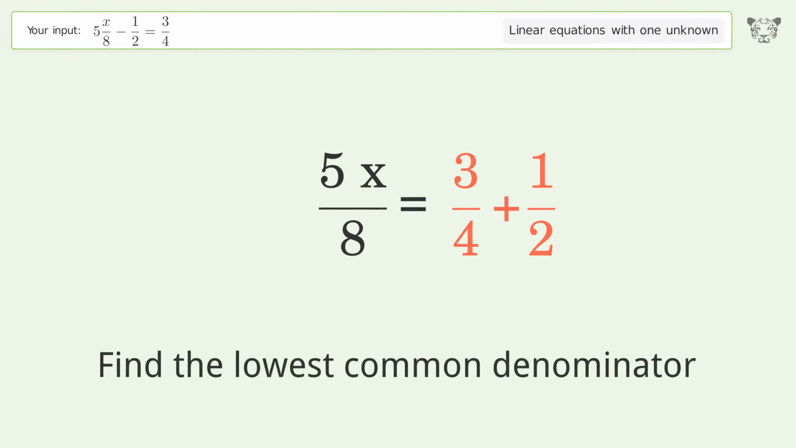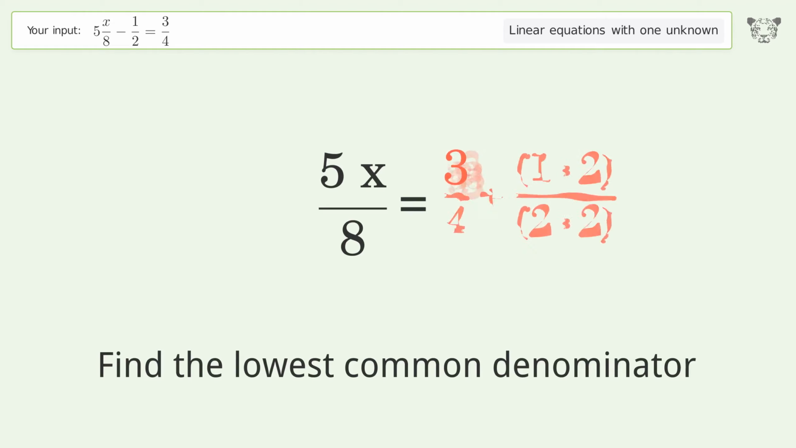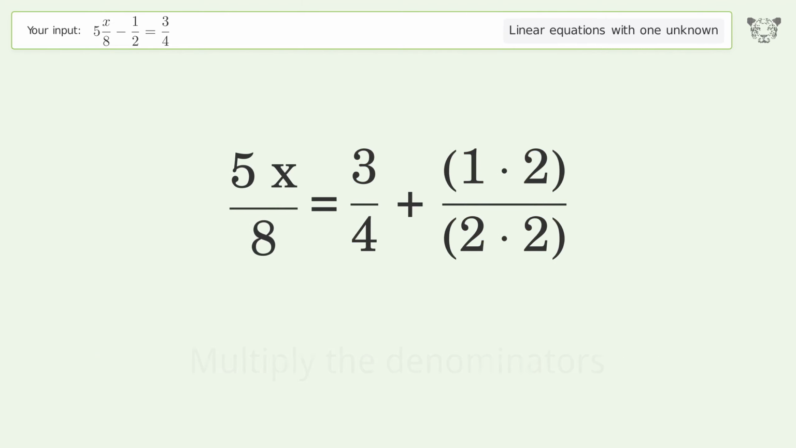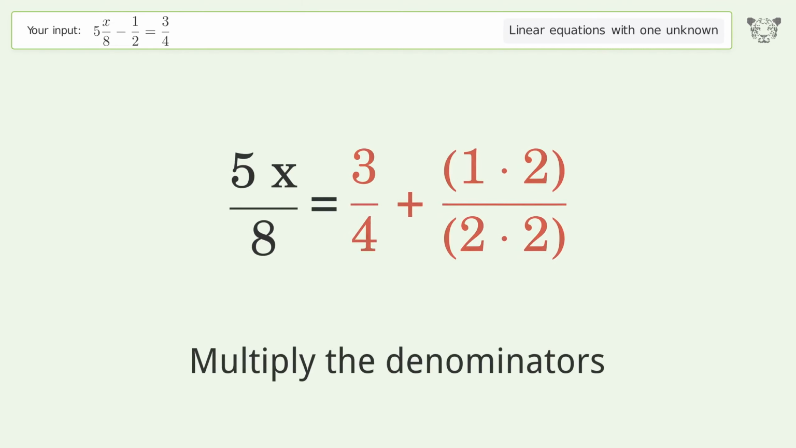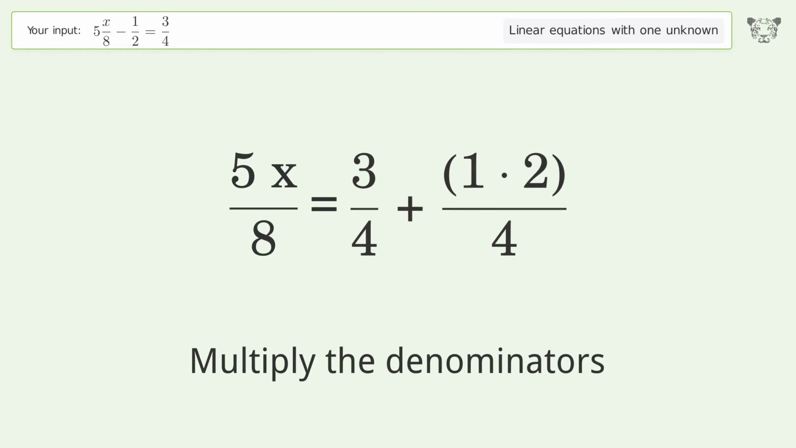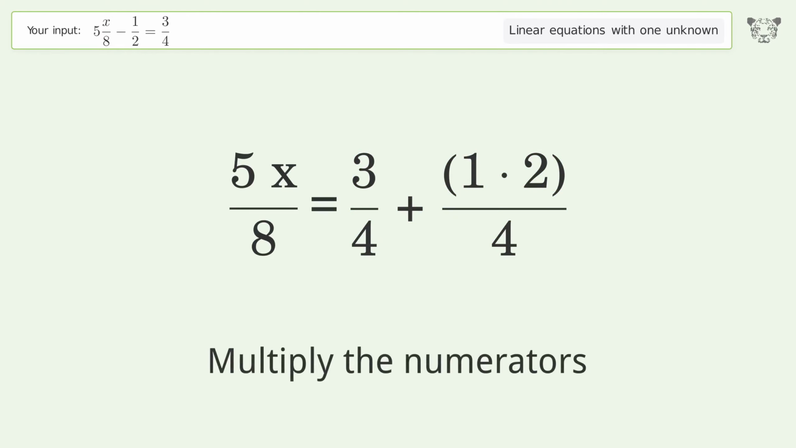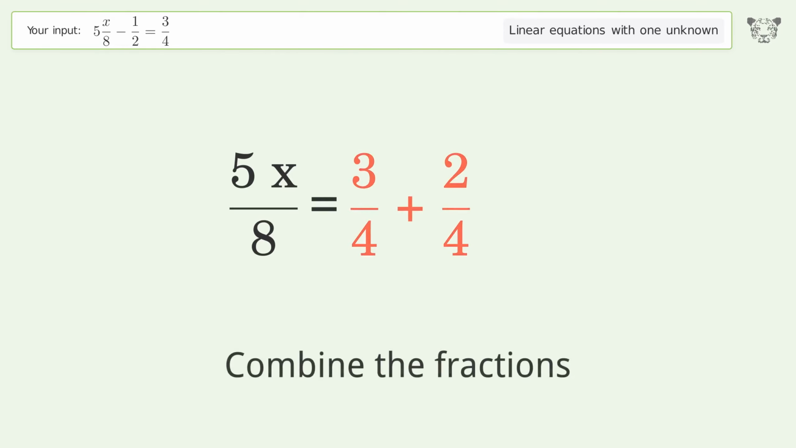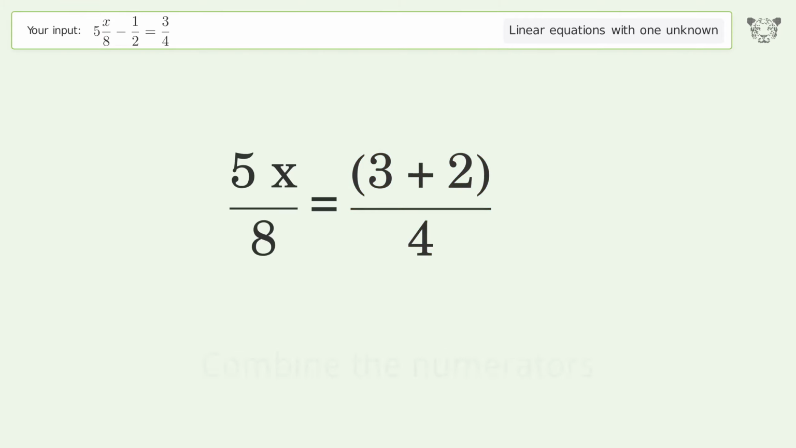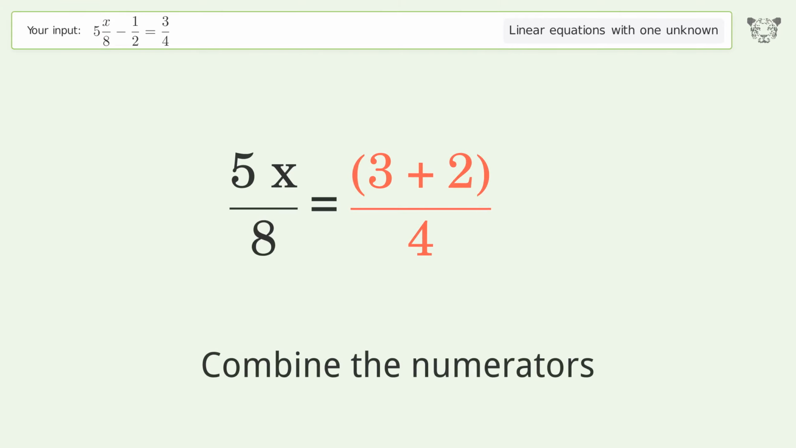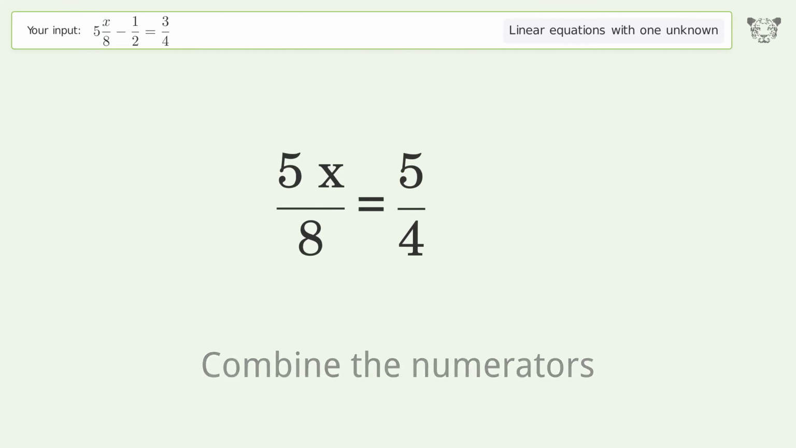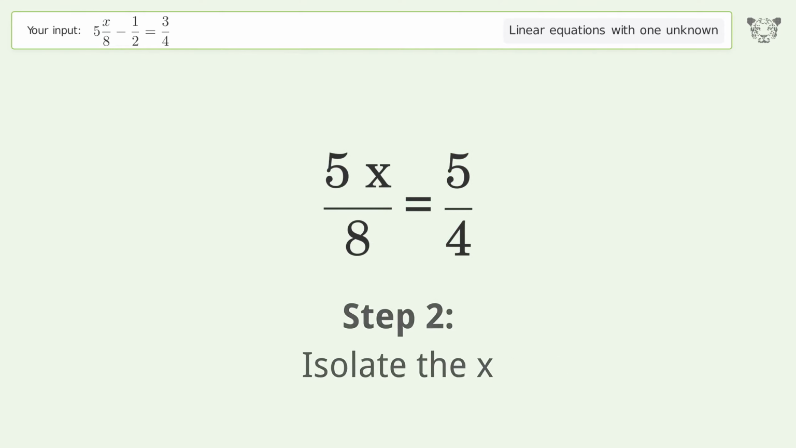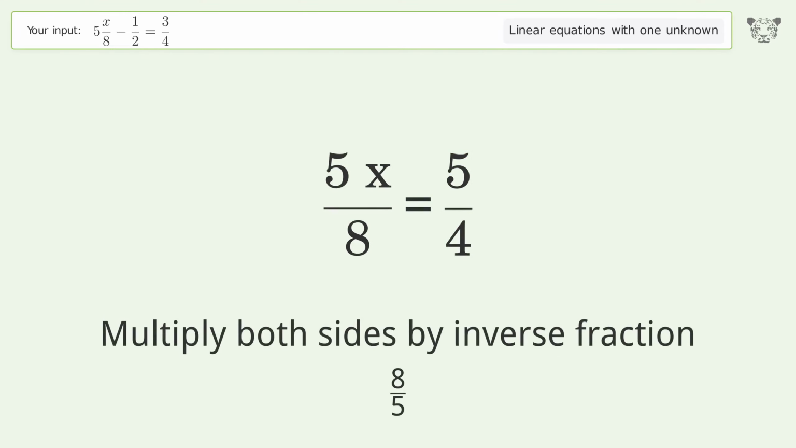Find the lowest common denominator. Multiply the denominators. Multiply the numerators. Combine the fractions. Combine the numerators. Isolate the x. Multiply both sides by inverse fraction 8/5.